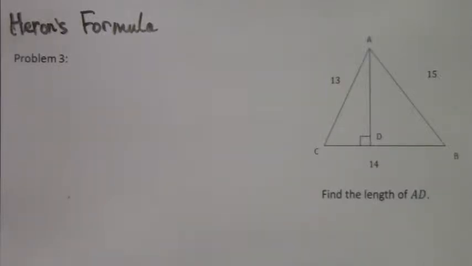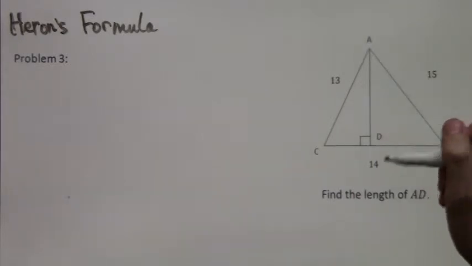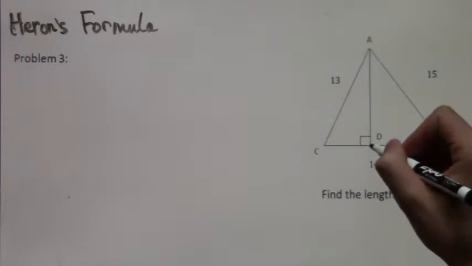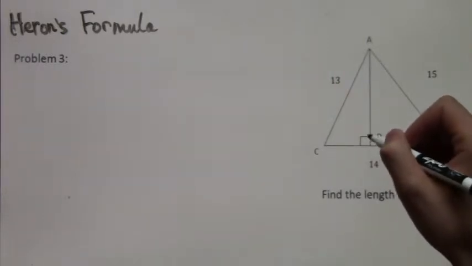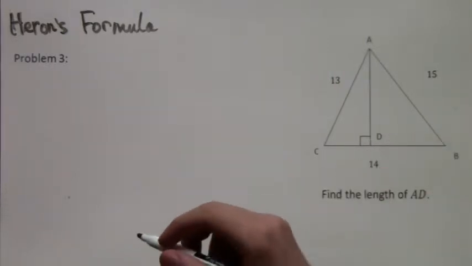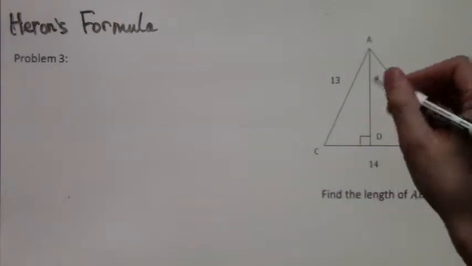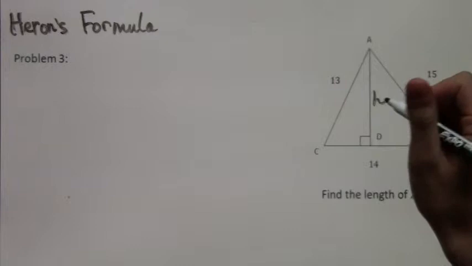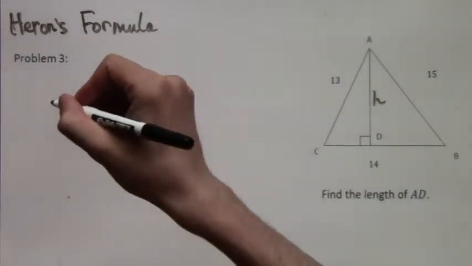This video lesson is a continuation of our work with Heron's formula. Now, Heron's formula is a formula for the area using just the three side lengths of a triangle. But in this problem, what we're asked to find is the length of this line segment AD. Now, AD is the height, which is perpendicular to the base BC.